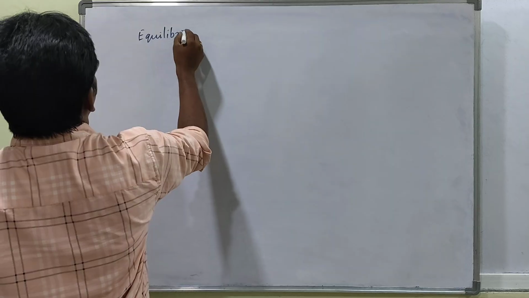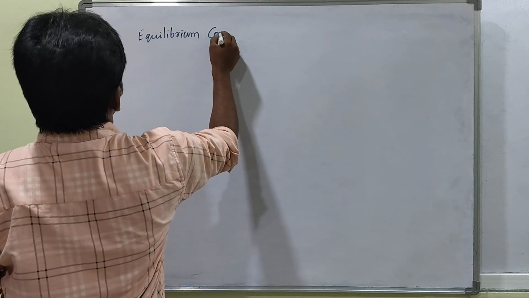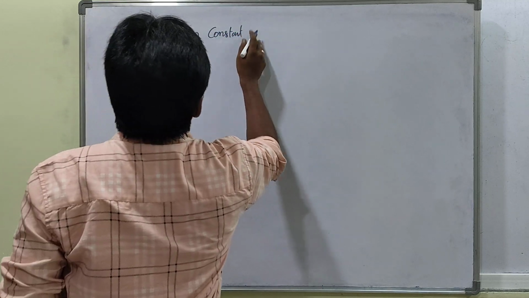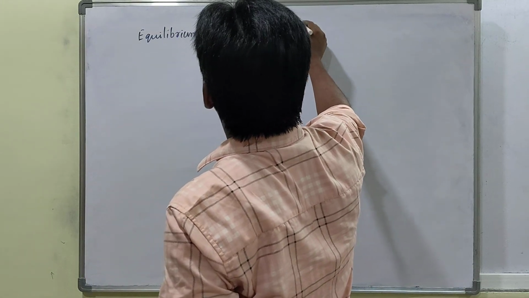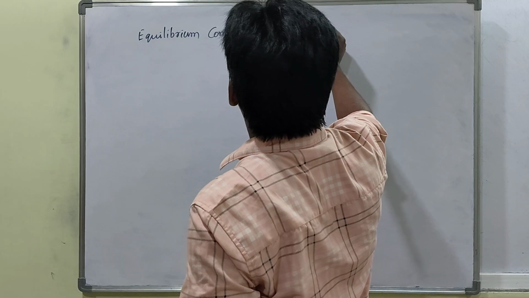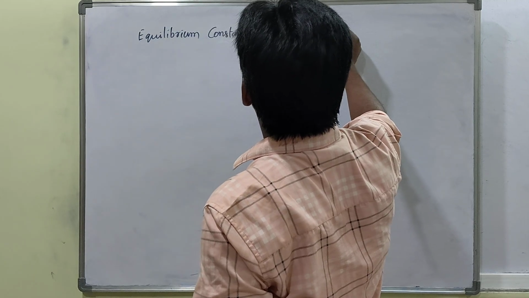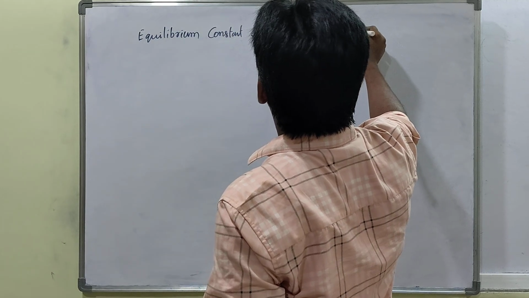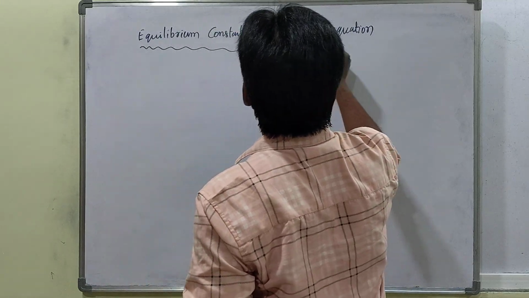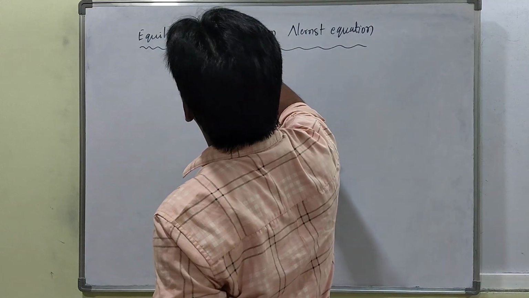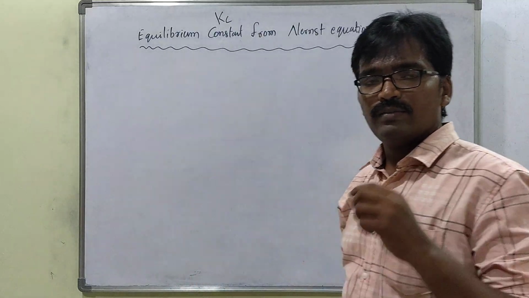Equilibrium constant from NERNST equation. So here, before going to calculate the equilibrium constant, what is it? We need to find out the Kc value.